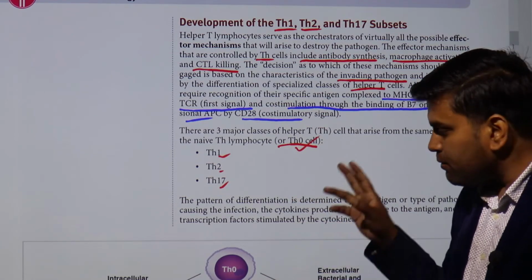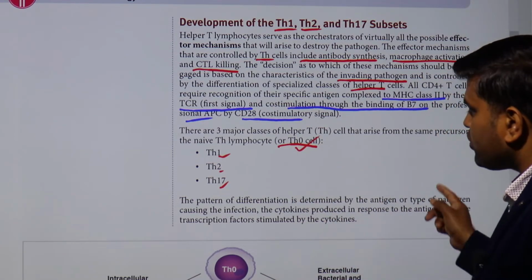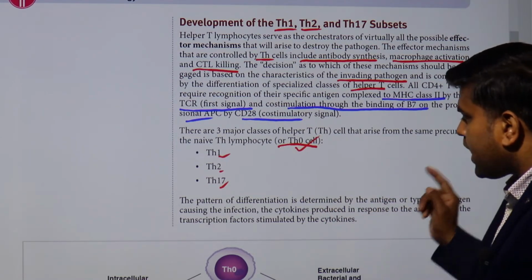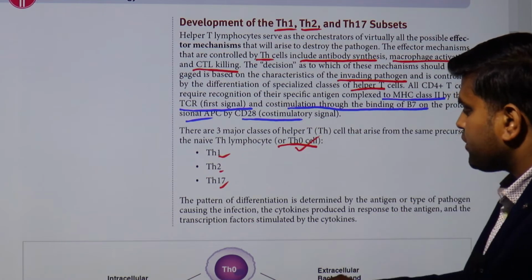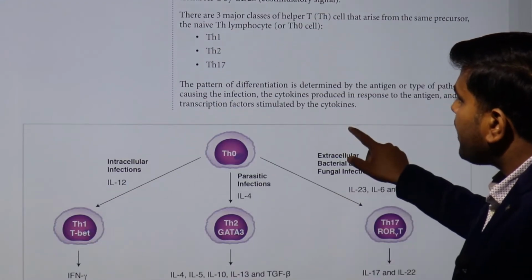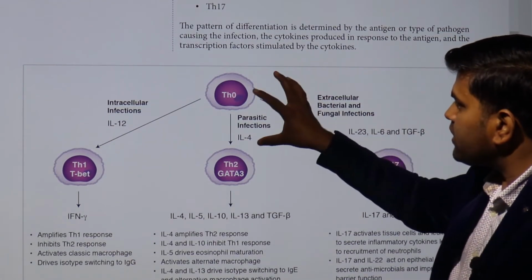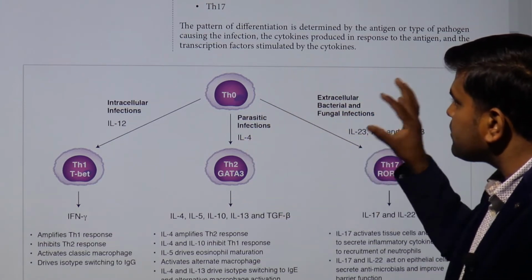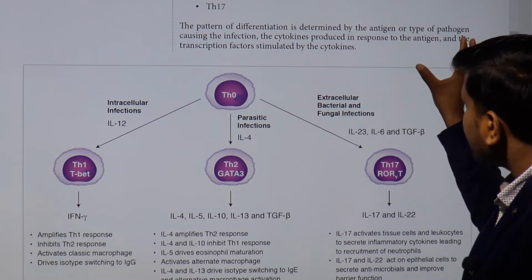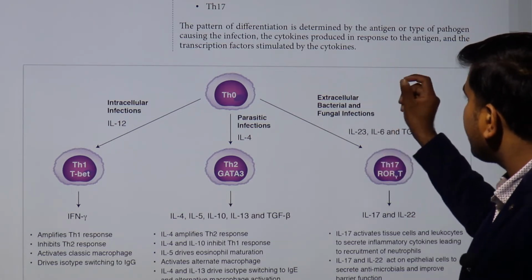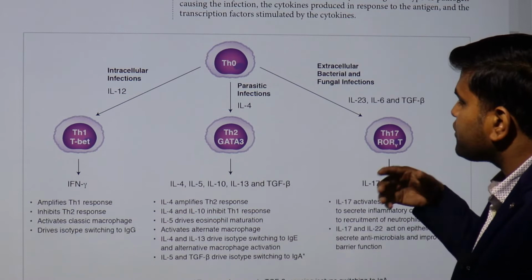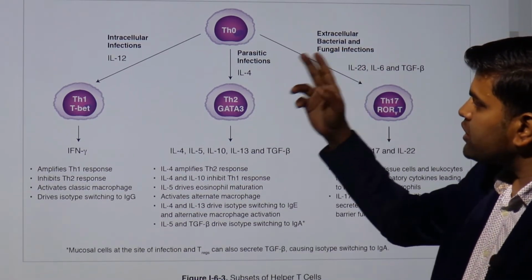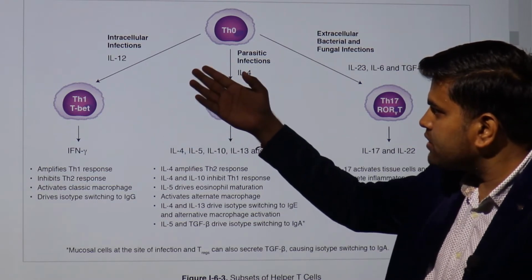Again, the pattern is determined by which? By the antigen or the type of pathogen causing the infection, the cytokines produced in response to the antigen, and the transcription factors stimulated by the cytokines. So you have to understand that the naive T cell, Th0, will convert into Th1, Th2 or Th17 depending totally on the type of the pathogen, the cytokines they produce, and also the transcription factors stimulated by the cytokines.